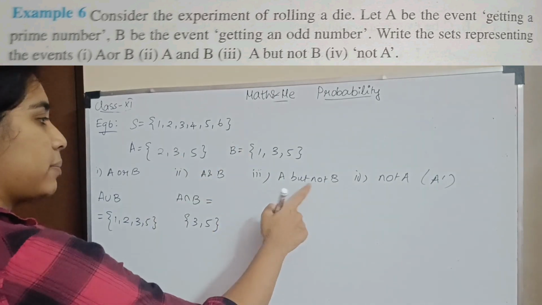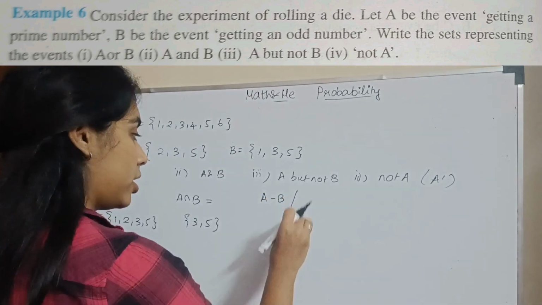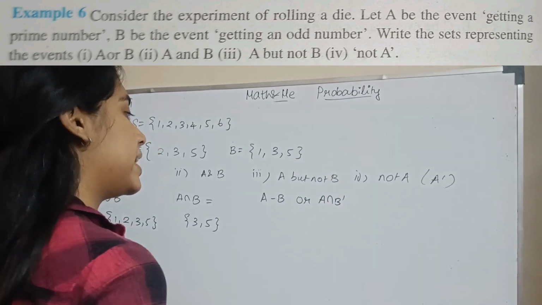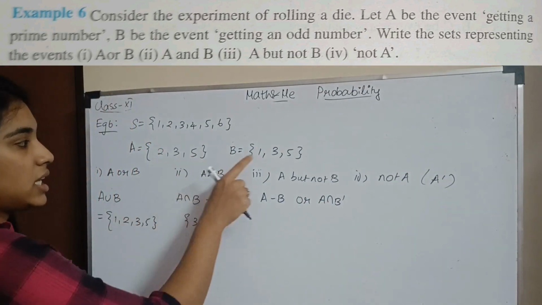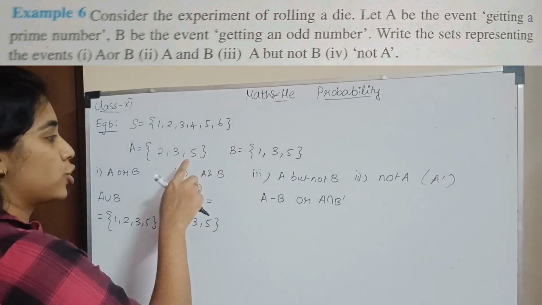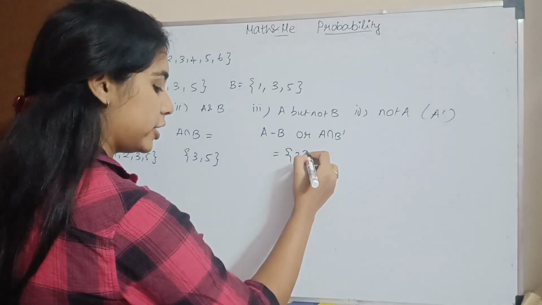Okay. இப்போ A but not B அப்படினா என்ன அர்த்தம்? It is A minus B. இல்லாட்டி இது எப்படி எழுதலாம்? Or it is A intersection B dash. அப்படினா என்ன அர்த்தம்? A ல இருக்கு ஆனா B ல இல்ல. So you have 2. Here there is no 2. You have 3 and 5 in B. So you should not write that. So this is nothing but only 2.